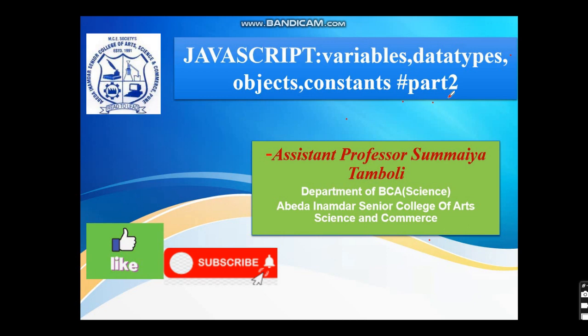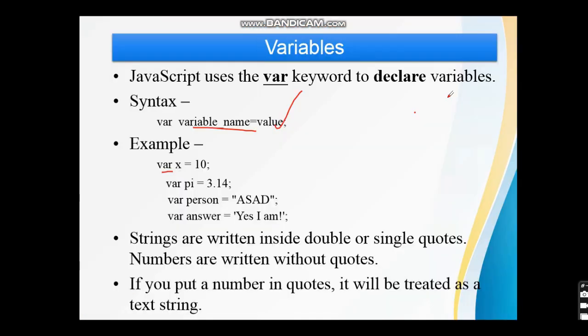Today we are going to see variables, data types, objects, constants in JavaScript. Variables. JavaScript uses var keyword to declare variables. Syntax for it is var variable name is equals to value and semicolon. Example, var x is equals to 10. Okay, this var is the keyword, x is the variable name and 10 is the value.